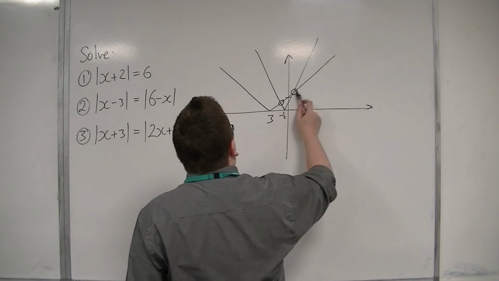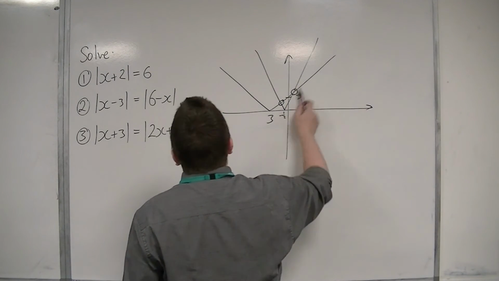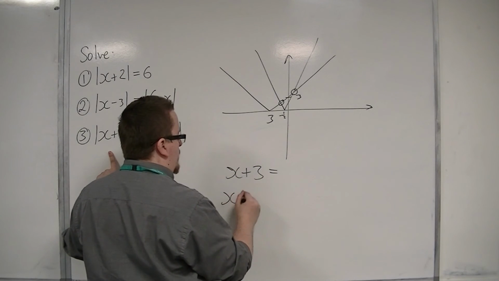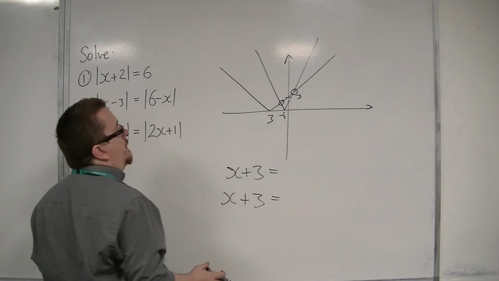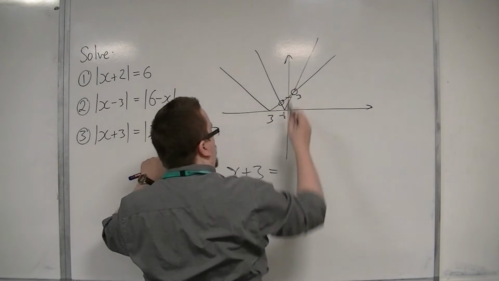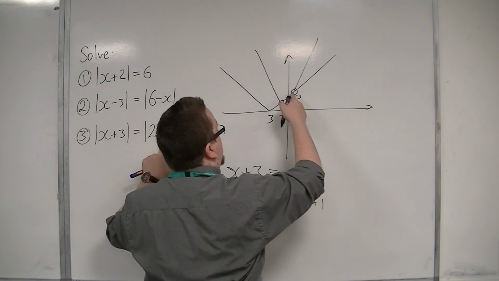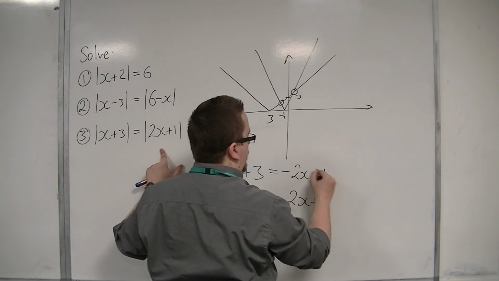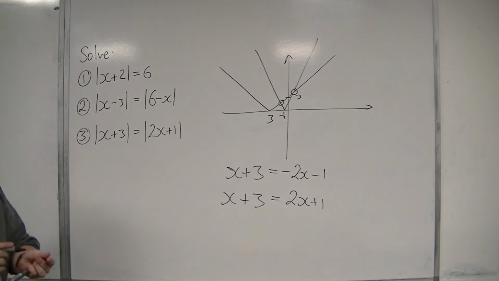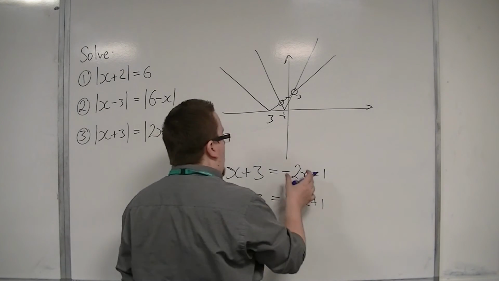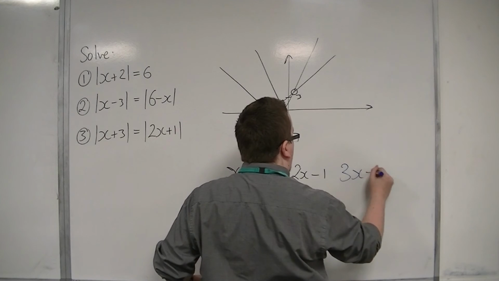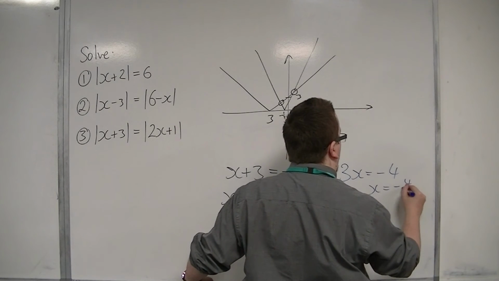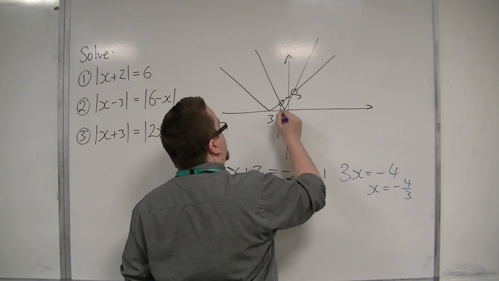So this line, which intersects both of those, is x plus 3. So we've got x plus 3 intersecting two lines here. We've got 2x plus 1, which will give us this point here, and this one is minus 2x minus 1. If we solve both of these independently, add 2x to both sides for the first one, we get 3x. Take 3 from both sides is minus 4. So we get x is equal to minus 4/3. So that would be this point here.